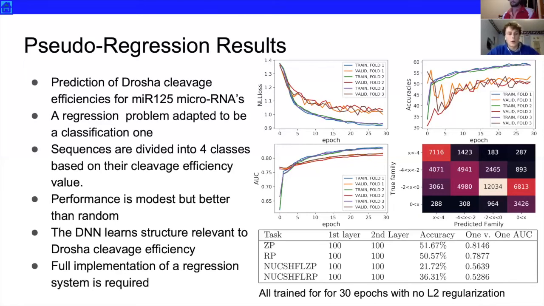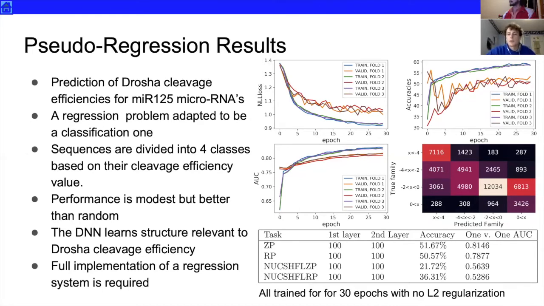So we wanted to be able to use this value that we have. We have these values for all the sequences, and we want to be able to use that. So instead of building from the ground up a regression system, we adapted our classification system quickly and easily into what we call here a pseudo regression system, which is essentially where we take that target value and then divide it into 4 separate classes based on the value of that number, so that cleavage efficiency. So we have the ones that are lower than -4, between -4 and -2, between -2 and 0, and then greater than 0. And so those are the 4 different classes we have.